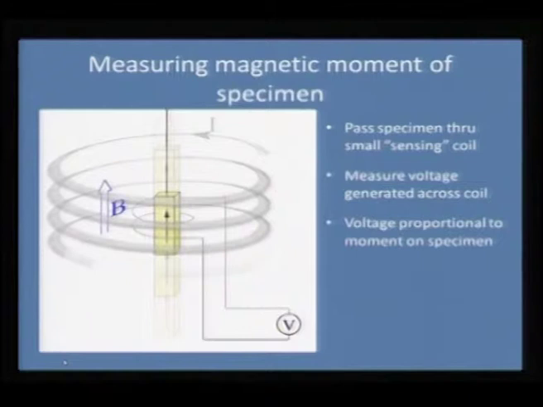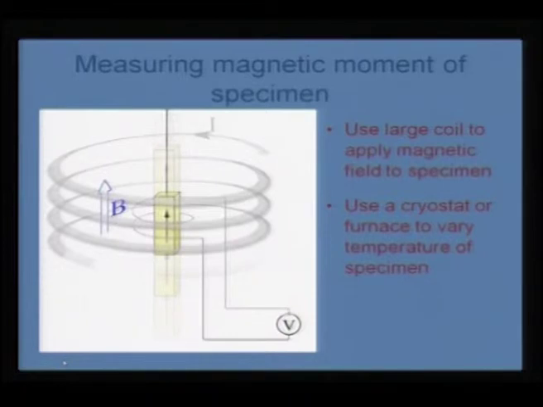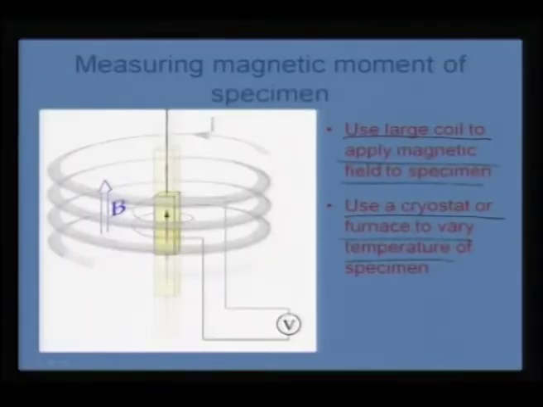To measure the magnetic moment of the specimen, we can pass the material through the solenoid and measure the voltage generated across the coil, and the voltage is proportional to the moment of the specimen. So, that is the way we measure the strength of the magnetic moment, and we can also use a large coil to apply a magnetic field to the specimen. We can also do this same measurement using either a furnace for high temperature applications or a cryostat for low temperature applications, and today using this principle many equipments have come into the picture.